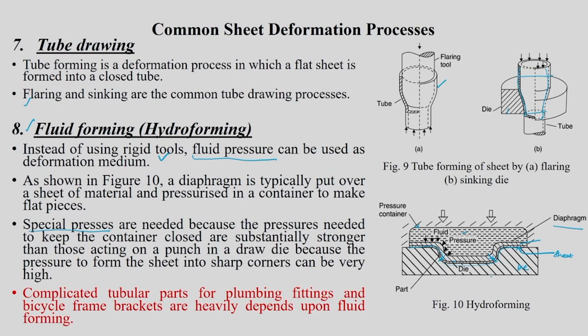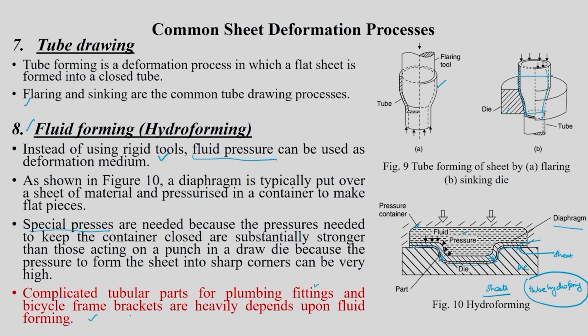So here this example is mainly for sheets, right. Similarly, tube hydroforming is also possible. We will see one chapter at the end of the course predominantly on tube hydroforming and why it is important for us. Complicated tubular parts for plumbing fittings and bicycle frame brackets are heavily dependent on fluid forming. So you can make this kind of plumbing fittings and bicycle frames.